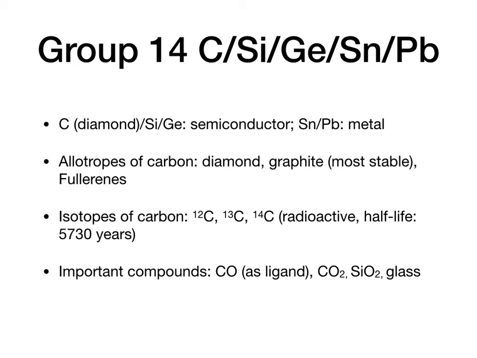For silicon, there's silicon dioxide. Basically, this is quartz or sand. And then there's glass. And I want to emphasize here that glass is not silicon dioxide. Glass is silicate. And depending on the type of glass we're talking about, the cations can be very different. The common window glass has a lot of sodium and calcium in it.